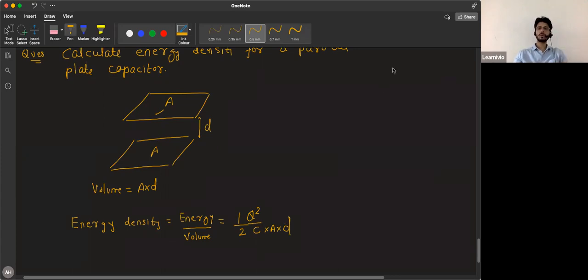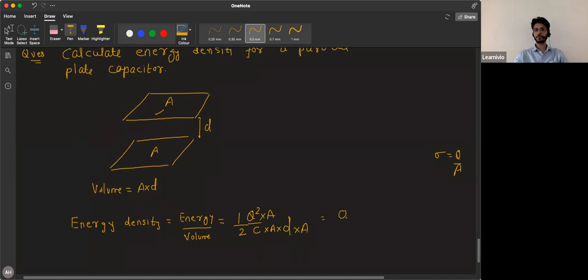Next, do you remember the formula for surface charge density? Sigma is Q by A. We want to make surface charge density here. So this is Q square and this is A. If I can make A square here, then you will have Q square by A square, and that will be sigma square. So for that, we multiply with A in the denominator and in the numerator.